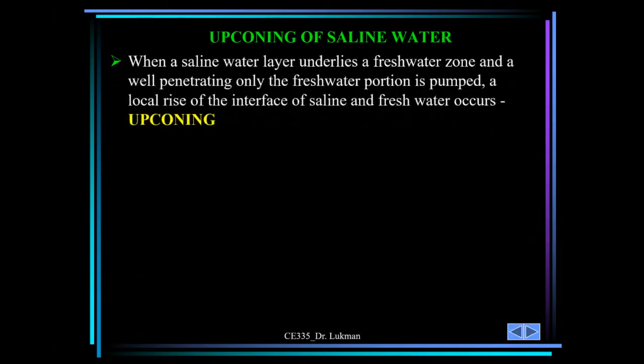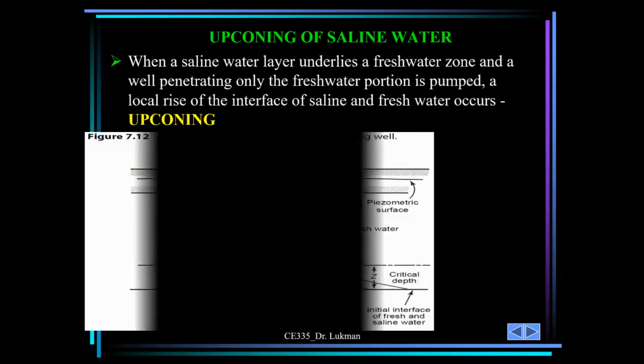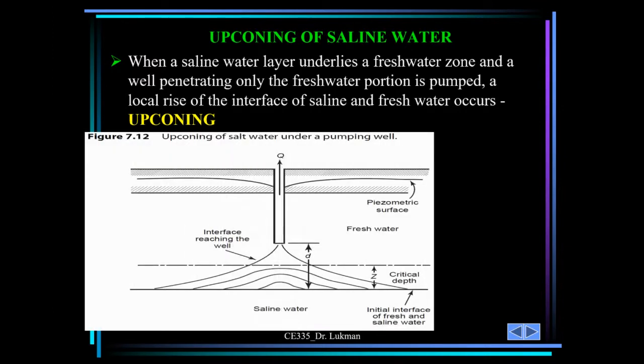The next part is upconing of saline water. When a saline water layer underlies the freshwater zone and a well penetrating only the freshwater portion is pumped, a local rise of the interface of saline and freshwater occurs, which is called upconing.